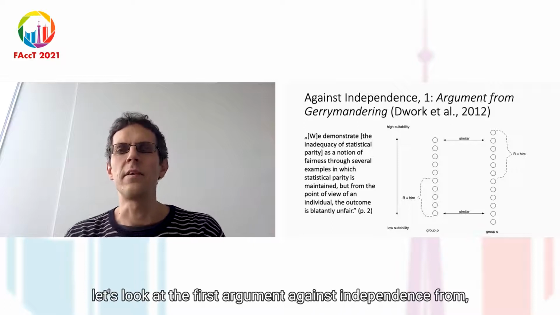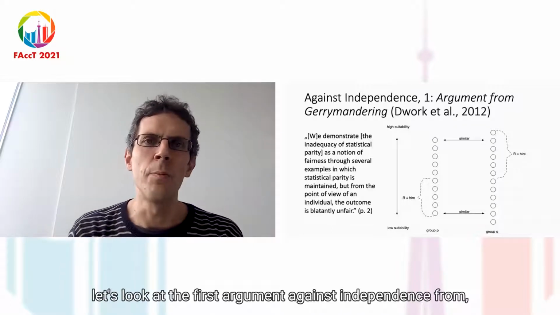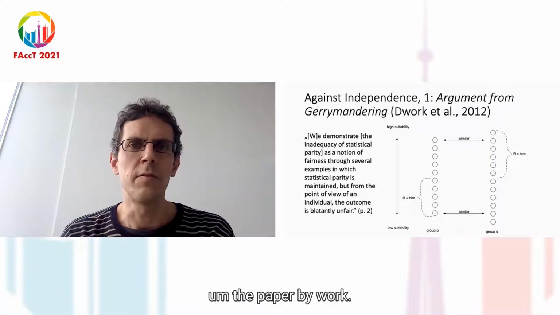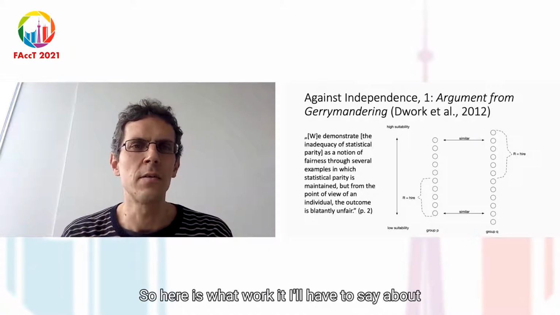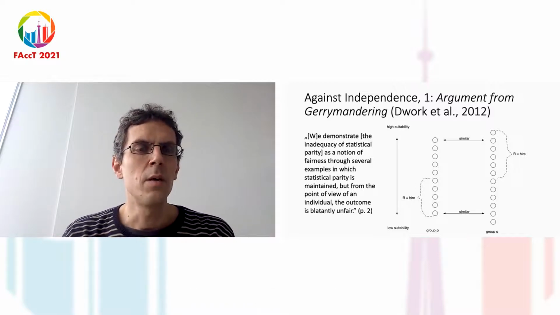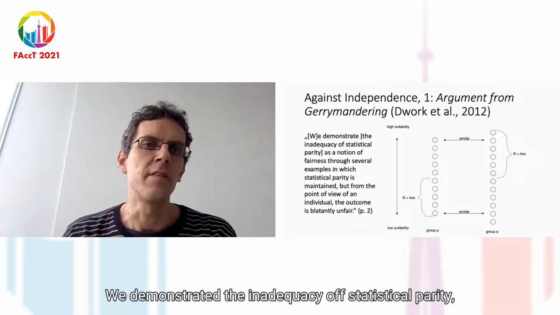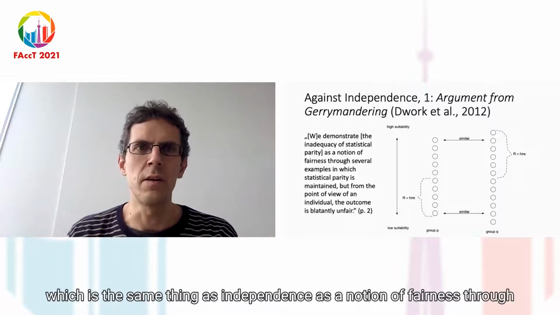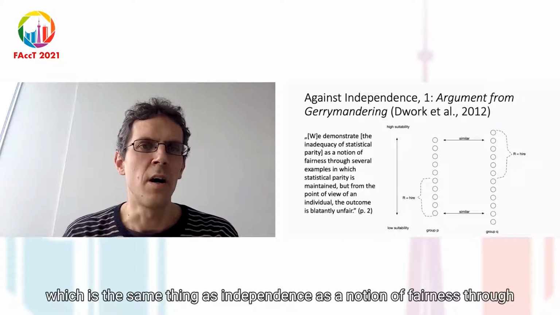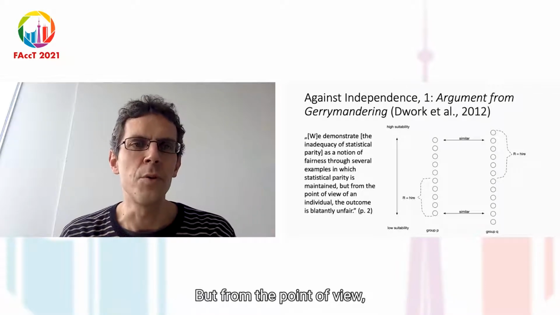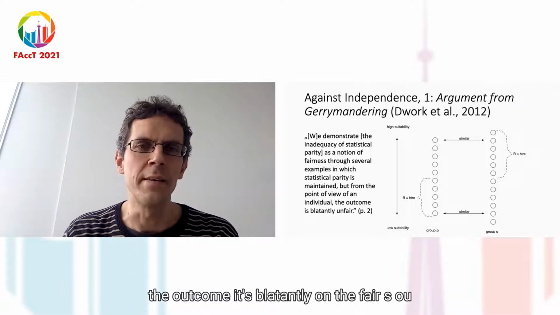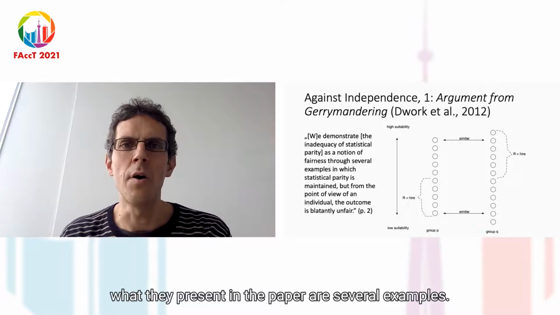Okay, let's look at the first argument against independence from the paper by Dwork et al. This argument I call the argument from gerrymandering. So here is what Dwork et al. have to say about independence. We demonstrate the inadequacy of statistical parity, which is the same thing as independence, as a notion of fairness through several examples in which statistical parity is maintained, but from the point of view of an individual, the outcome is blatantly unfair. And so what they present in the paper are several examples.